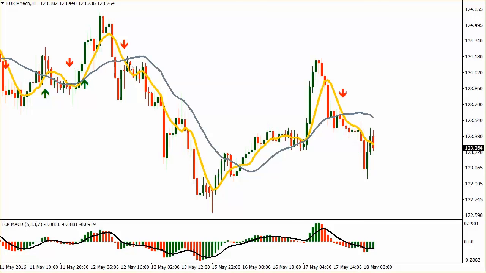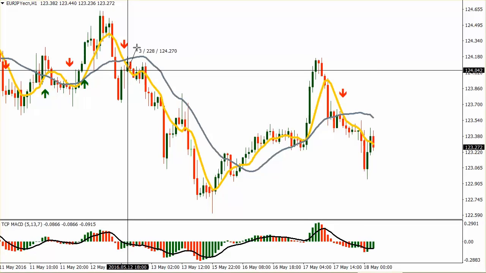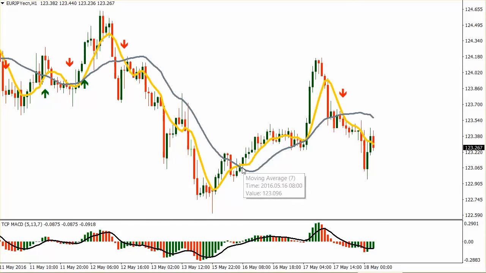Okay, so here, just to take it as an example, from this point, if we had our stop just above the moving average around here, we're around 30 pips. Give the trade a little bit of room to move. About 95 pips to the crossover point.